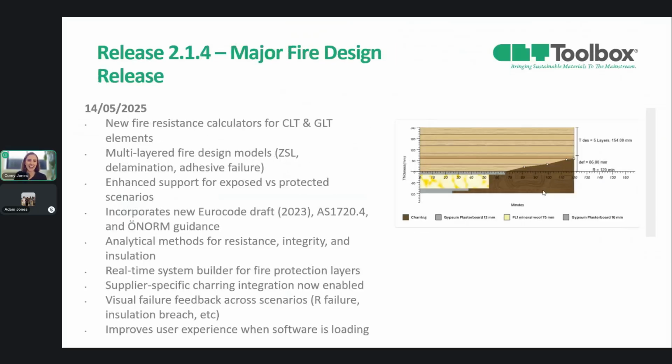But the reason that we're here today is to talk about the major fire design release that's just happened this morning. It's very exciting. We've got new fire resistance calculators for CLT and GLT elements, multi-layered fire design models, and enhanced support for exposed versus protected scenarios. It incorporates the new Eurocode draft, analytical methods for resistance, integrity and insulation, a real-time system builder for fire protection layers, and supplier-specific charring integration now enabled. We've got visual failure feedback across scenarios, and we've also improved our user experience when the software is loading. So Adam's going to show you this live today and show you these new calculators.